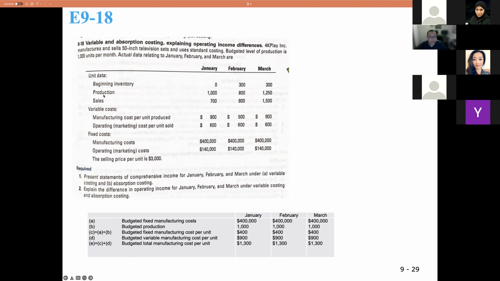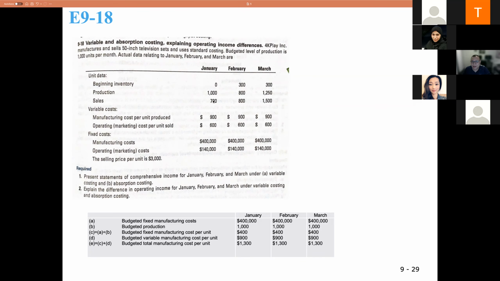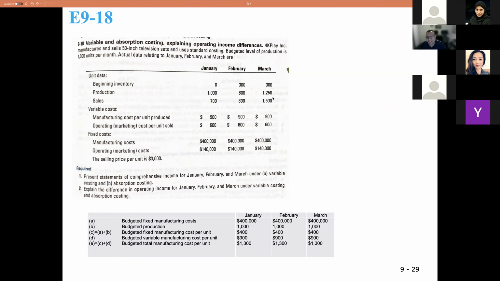And for January, production is more than sales. Which one is higher, absorption or variable, for January? Absorption will be higher. Yeah, absorption will be higher. And for March, production is less than sales, so the variable will be higher, right? So even before you do the calculation, even before you try any numbers, just by reading this information, you should have a prediction already, right? So if your result is not consistent with your prediction, you must have done something wrong, okay?